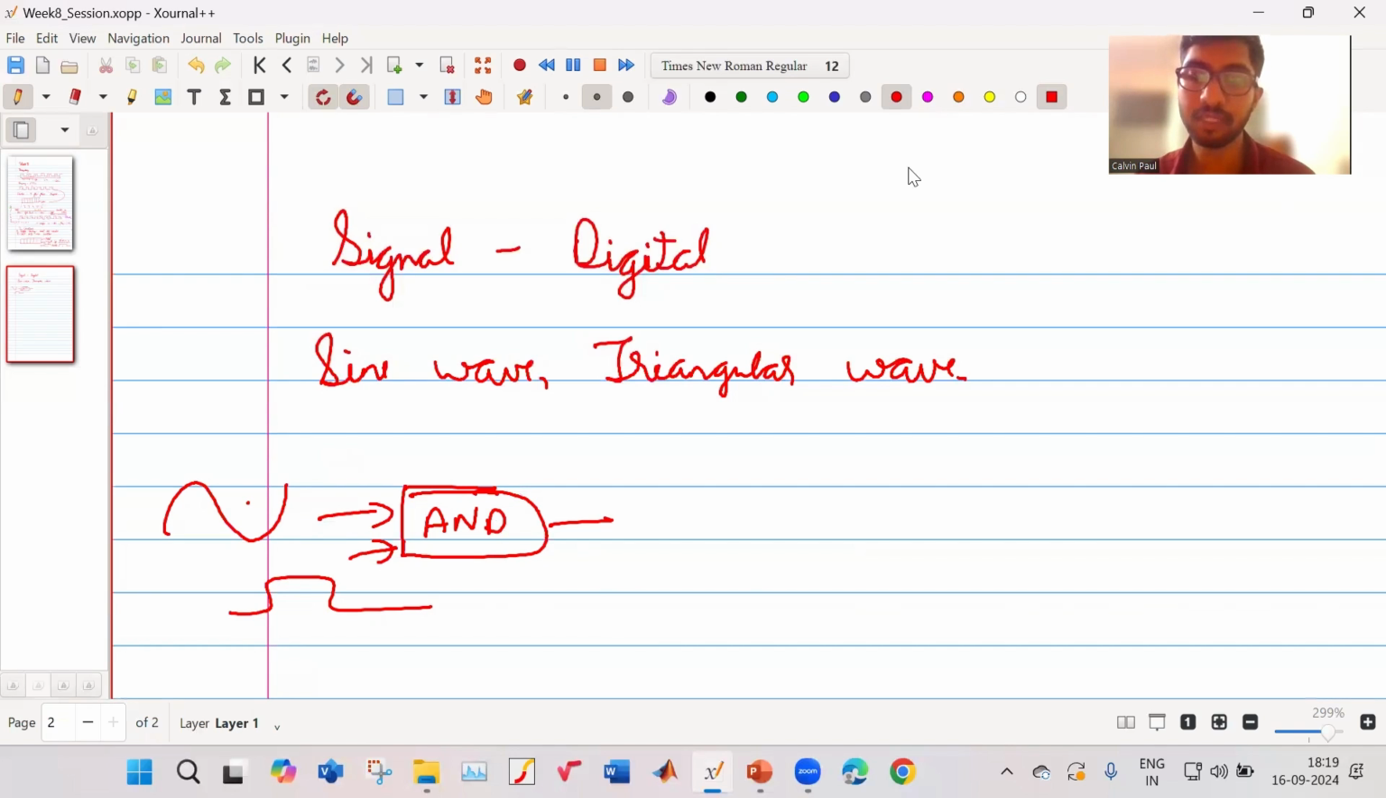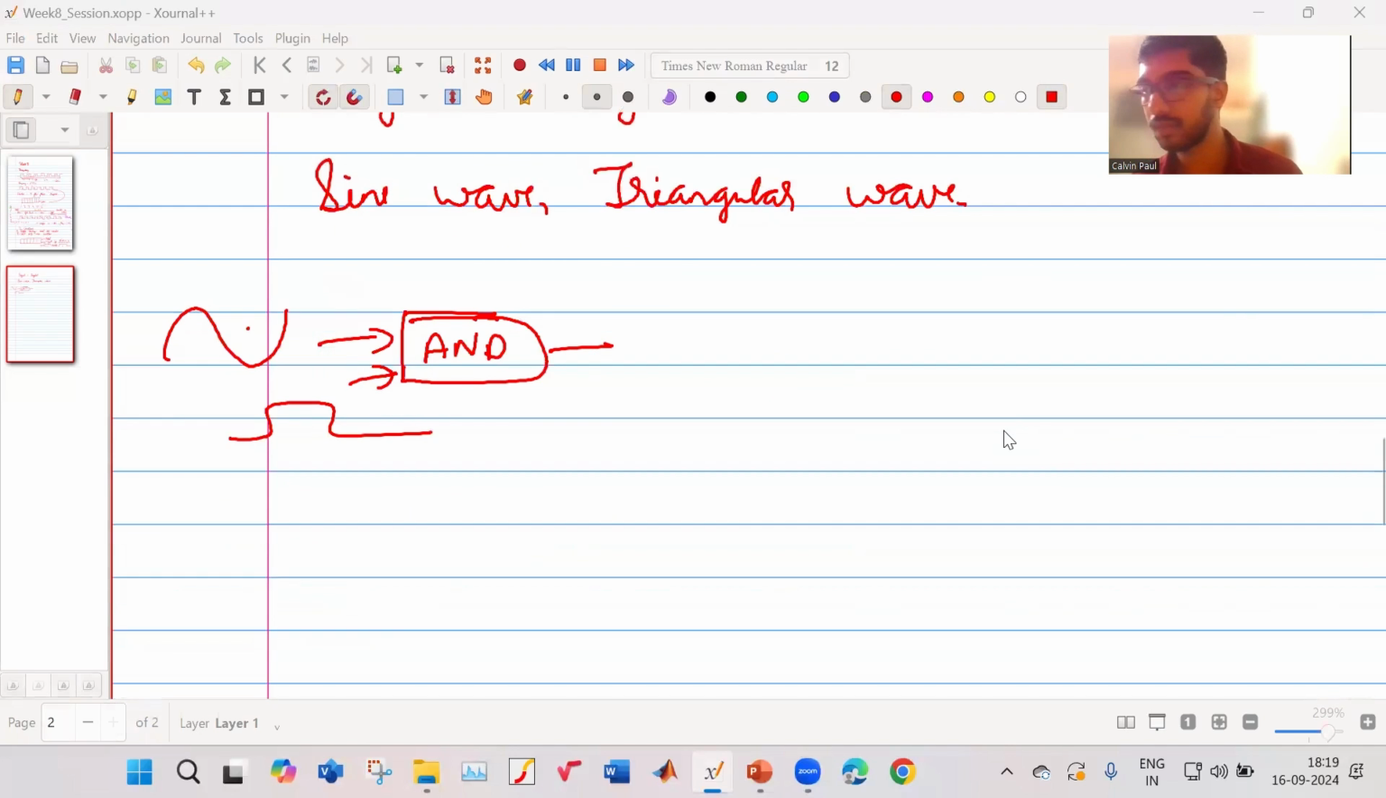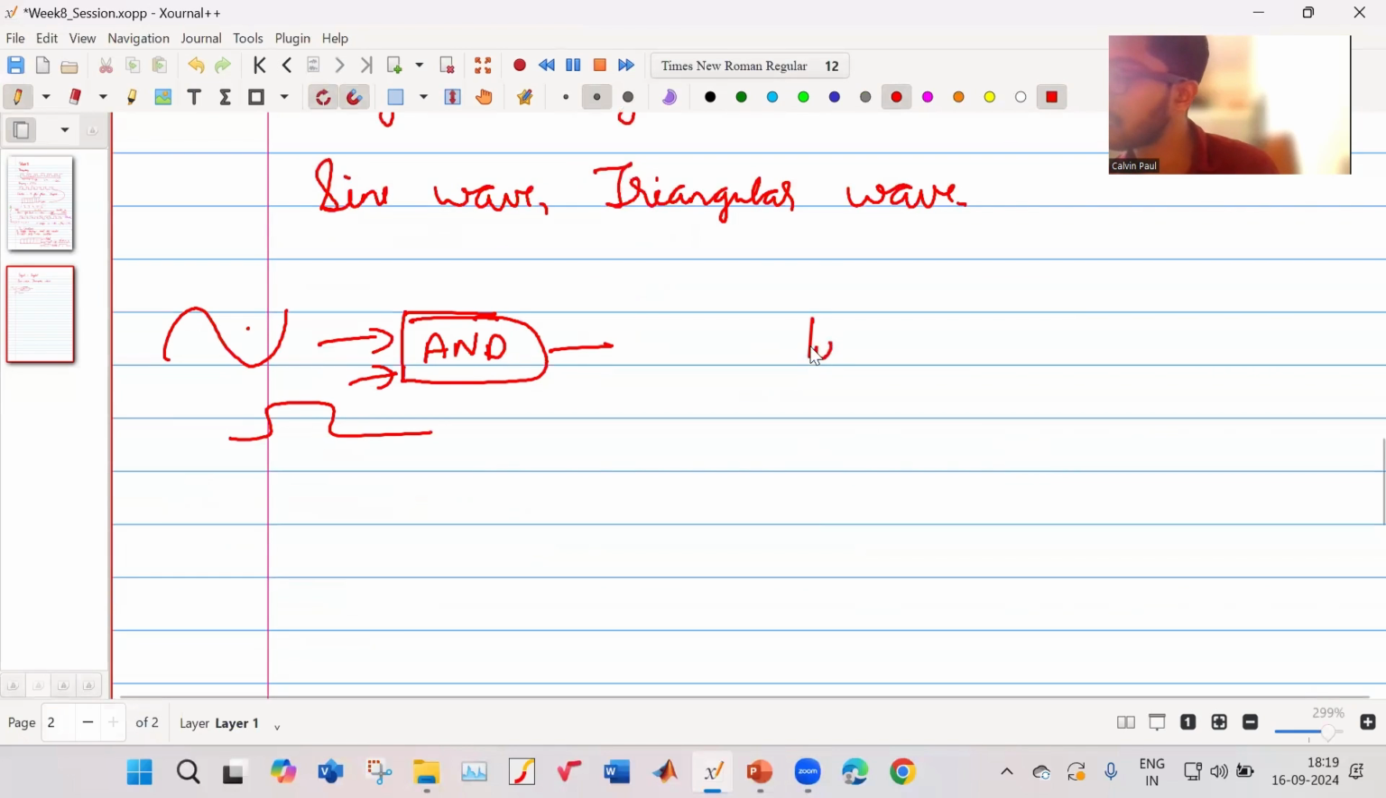Okay, Schmitt trigger something. Also, we can use a comparator, a simple comparator. Yeah. So we have to use a comparator circuit.